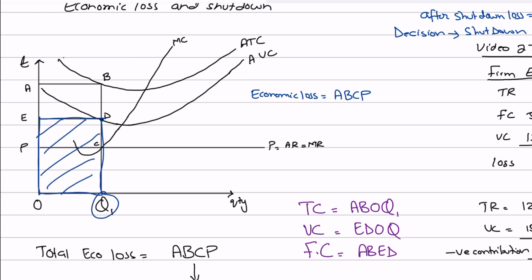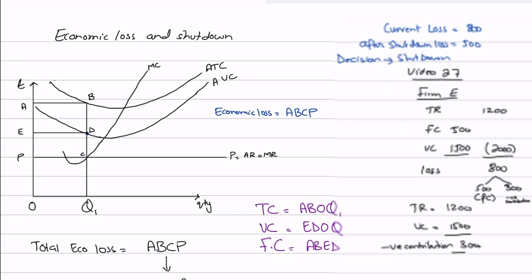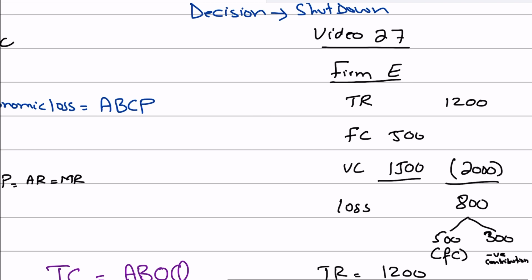So if I'm incurring a total variable cost of this much, that is EDOQ1, and my revenue is, and what is my revenue? This is my revenue. So if this is my revenue, while this is my cost, my revenue box is smaller than my total variable cost box, right? Which means that my revenues are not able to fully pay off my variable cost, which means that I'm making a negative contribution, which can also be proven from this numerical example done in video 27, that the variable cost was 1500 while the revenues were 1200.